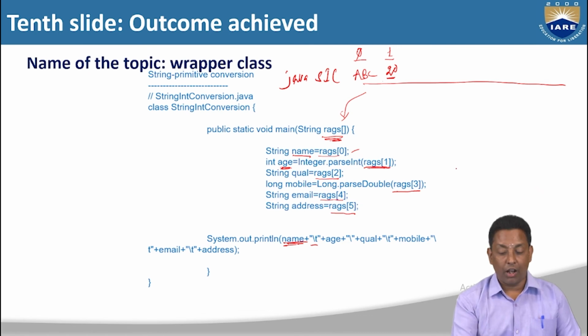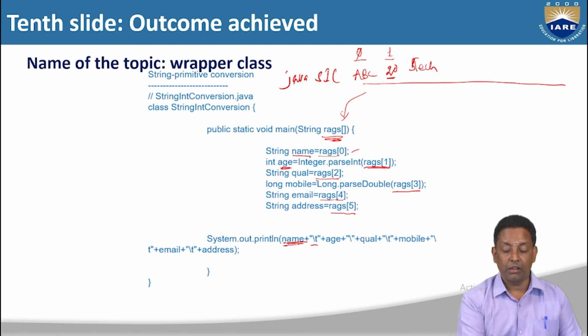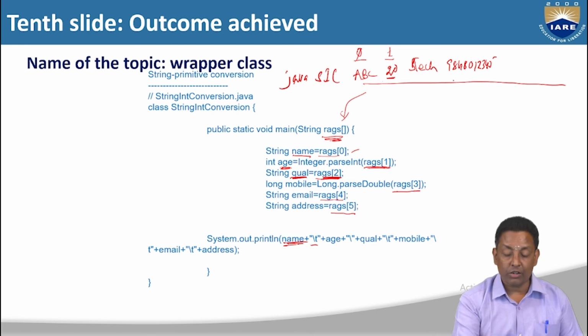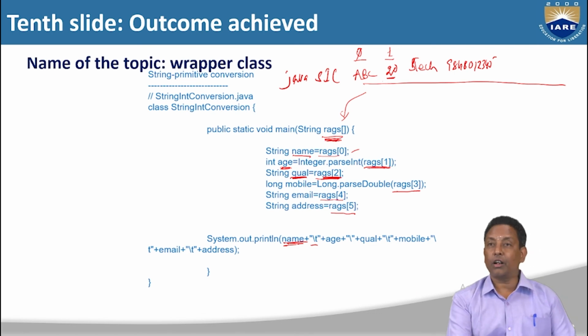Next one, qualification. Let us assume my qualification is BTech. args[2] assigned to qual, qualification. And the next, mobile number. I'll enter my mobile number, some 9848012345. It's a long value. But it is also coming as a string here into the command line argument.